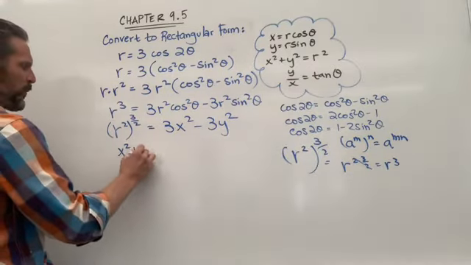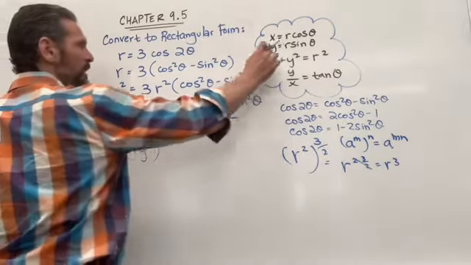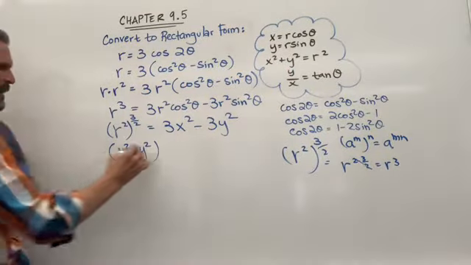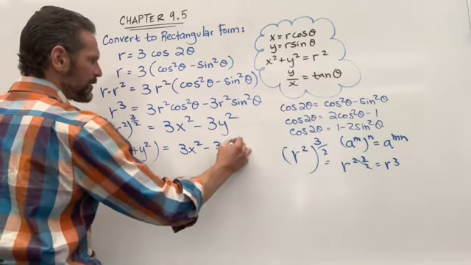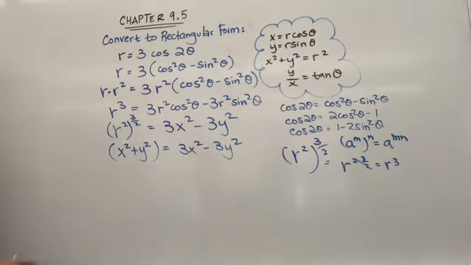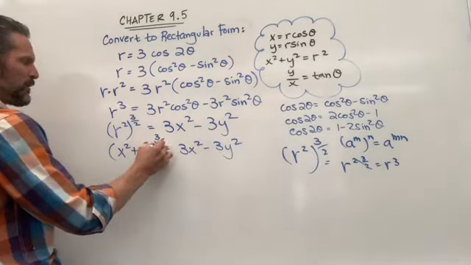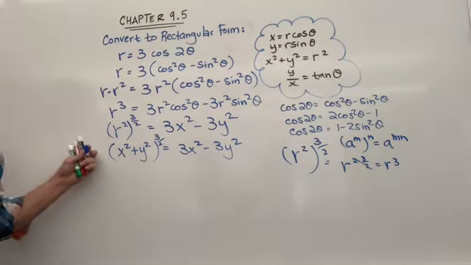So I'm ultimately going to get here, I can now make my substitution. X squared plus y squared, I'm using this here, that bridge, is equal to 3x squared minus 3y squared. Or you could factor out the 3, either way. But this is to the 3 over 2 power. That's a nice rectangular equation.